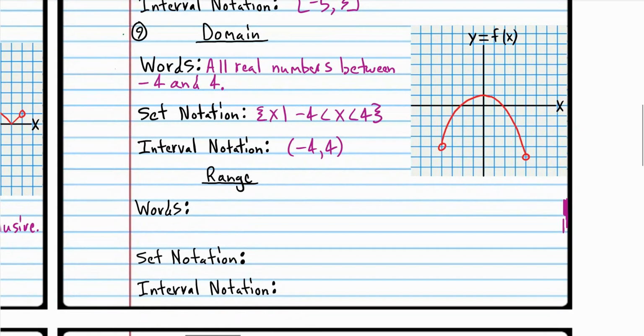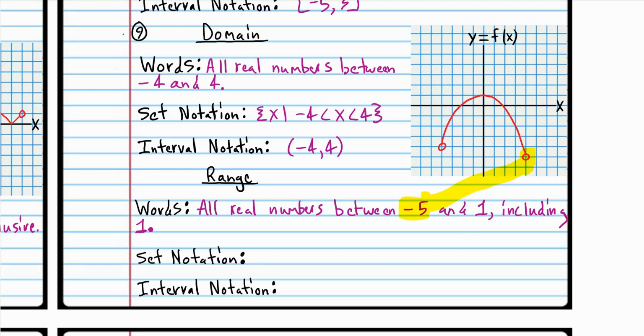And the range is going to be all real numbers between -5 and 1, including 1. And the reason for that is we want to find all the possible y values of the points on this graph. The y value of this point is the biggest y value of all those points, and it's 1. That's where we get this 1 here. And -5 is not in the range, but our values approach -5. That's the smallest they get.